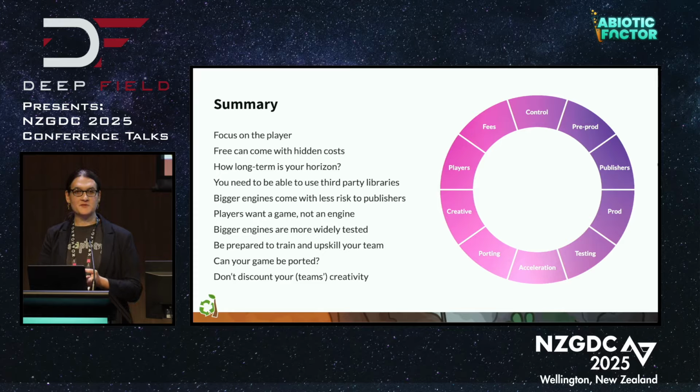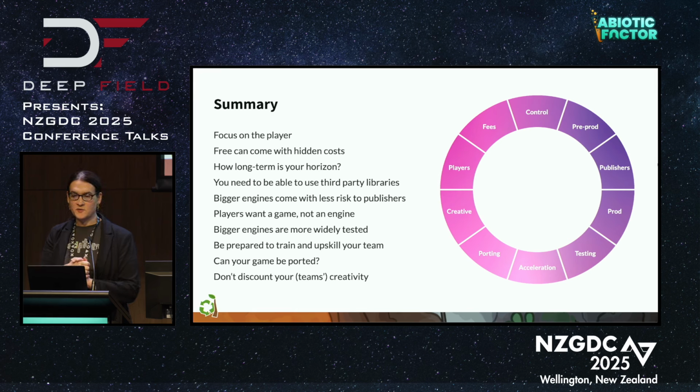You need to be able to use third-party libraries. Do not choose an engine where you have to write everything from scratch or where everything is all included. You need to be able to include different libraries. Be aware that if you're looking to go with a publisher, using a smaller engine comes with more risk. You need to be able to articulate that risk and to be able to argue why your engine choice is better. Be aware that players want a game, they do not want an engine.